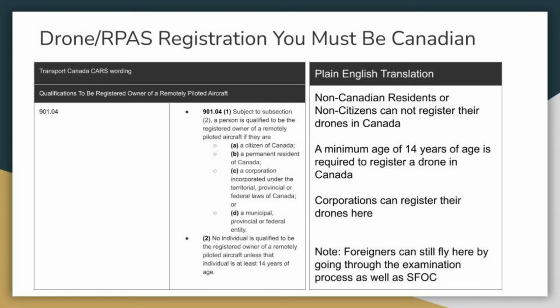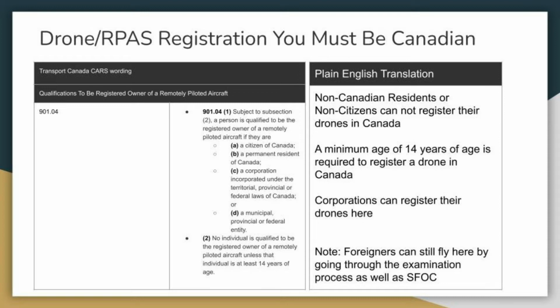So the key thing is if you're overseas and you're looking to fly here in Canada, if you're in the United States or you're from somewhere in Europe and you're looking to fly here, yes, you can still fly here. You can do the advanced exam, you can do the flight review, subsequently apply for an SFOC to fly. But again, in order to register your drone, okay, you need to be a Canadian citizen of this country or hold a PR residence card, permanent residence card, and be a minimum of 14 years of age. Corporations can also register, by the way.